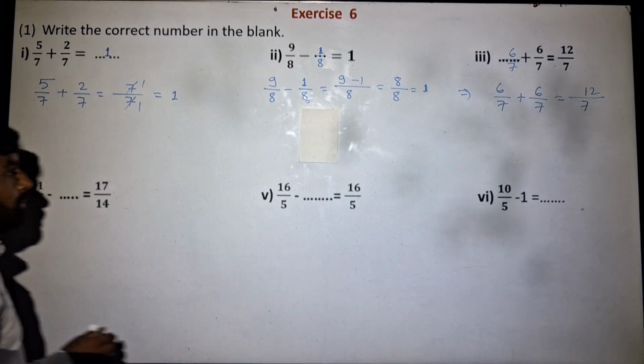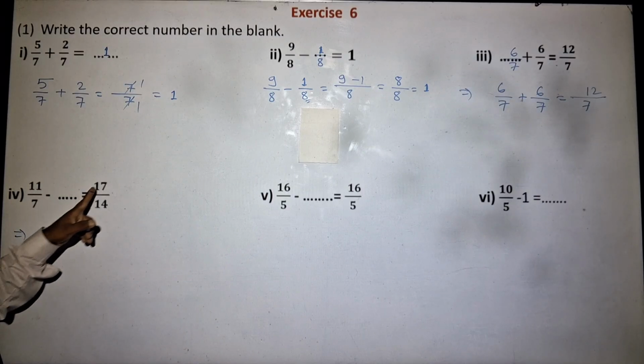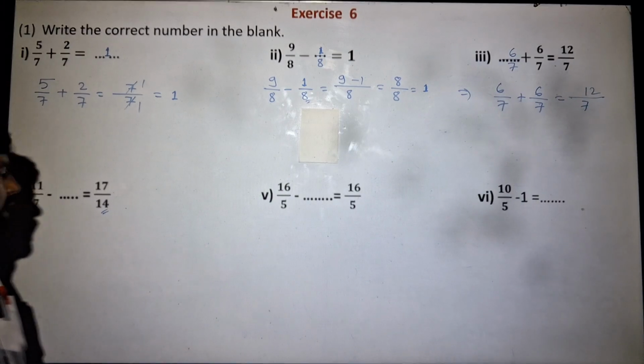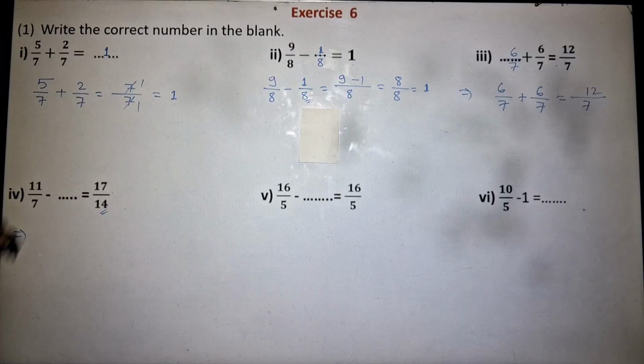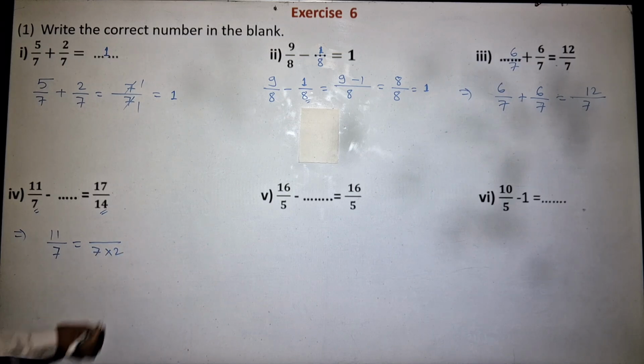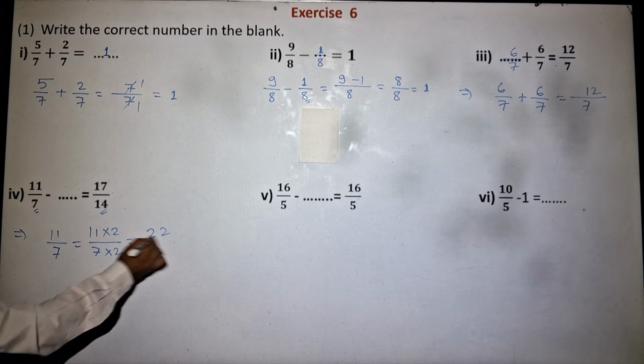Okay, next one, fourth one: which number should be subtracted from 11/7? The answer is 17/14. First observe the denominator here, which is 14, and here the denominator is 7. First we convert this 11/7 into a like fraction. That means we multiply 11 by 2 and 7 by 2, and we get 22/14.